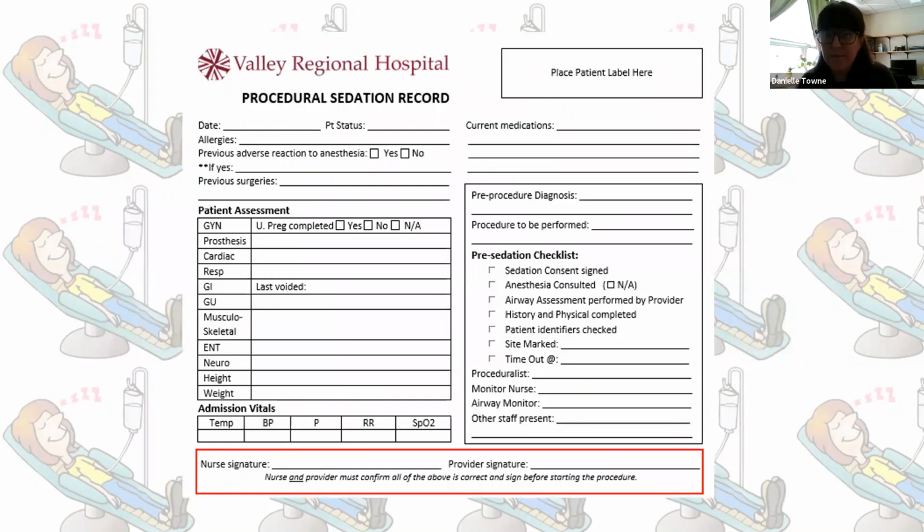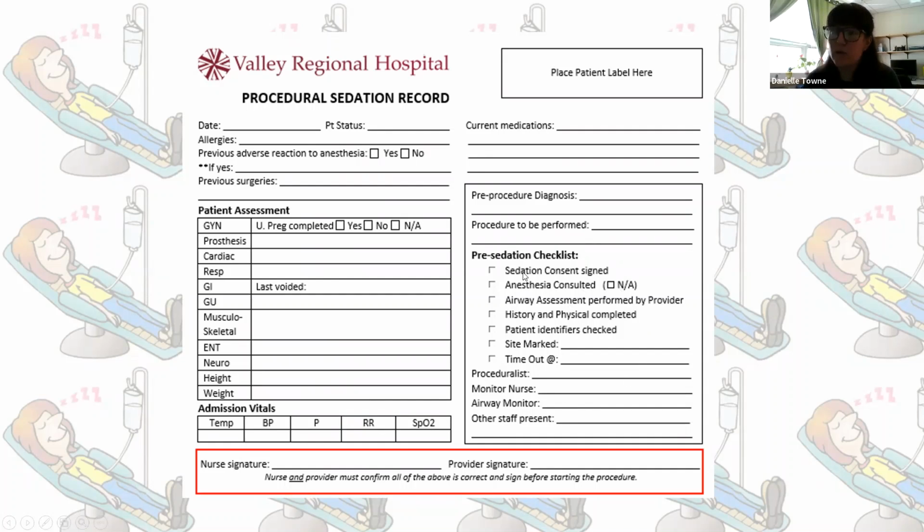Documentation requirements. So there is a procedural sedation record. It is on the pulse under forms. The top piece, which is what's included on this slide here, should be filled out by the nurse and the provider before the procedural sedation takes place. This is that pre-procedure assessment that we talked about earlier, and it should be fully complete. So all of this should be filled in.